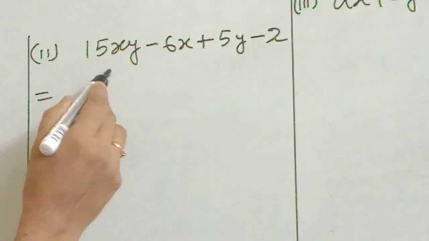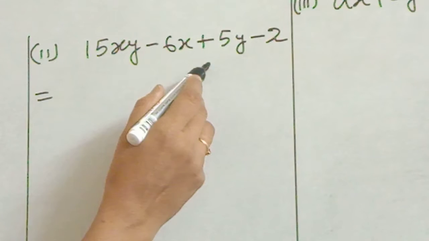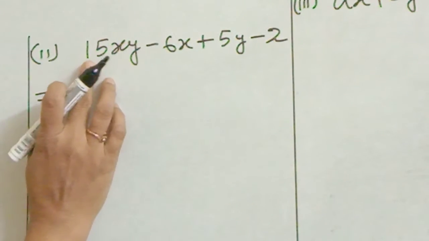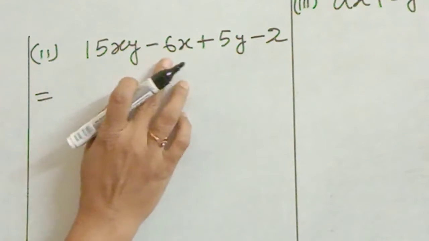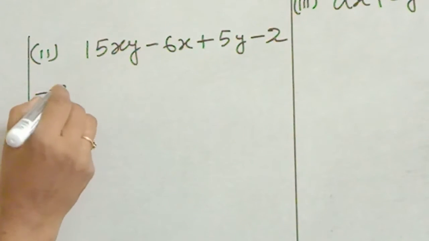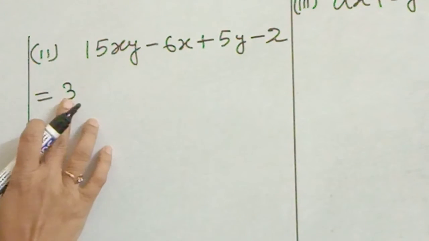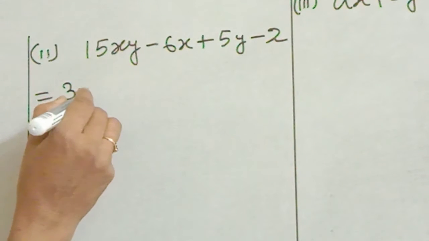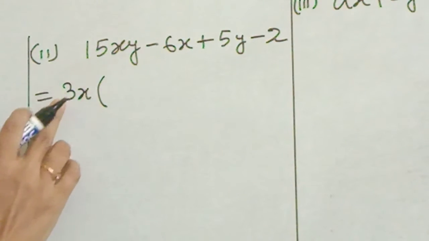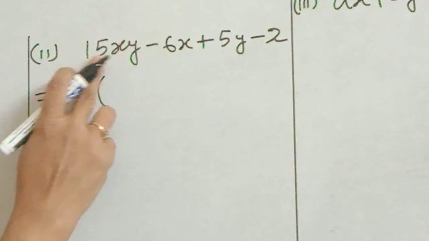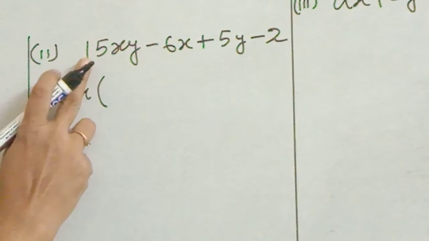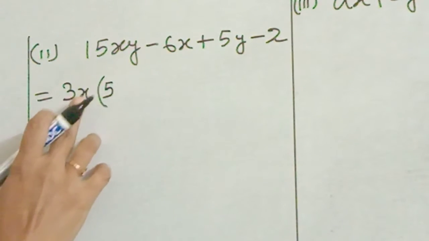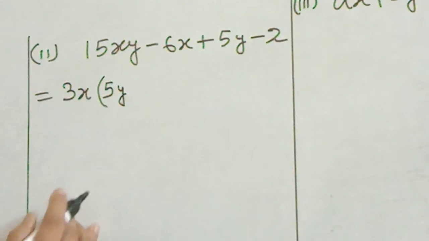Question number 2, 15xy minus 6x plus 5y minus 2. If I take common from the first two terms, then 15 and 6, easily you can see that I can take 3 as common. From 15 and 6 I can take 3 as common. And x, y and x, so 1x I can take common. So if I take 3 from 15, for the first term, 3x I have taken. So the remaining part is 5, because 3 5s are 15, and x I have taken, only y is left here.